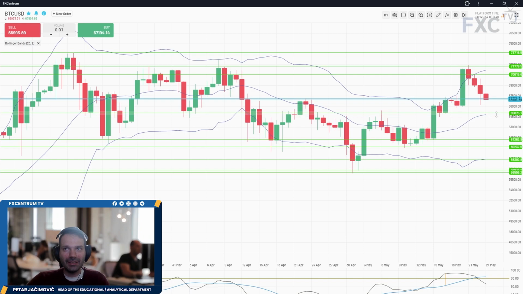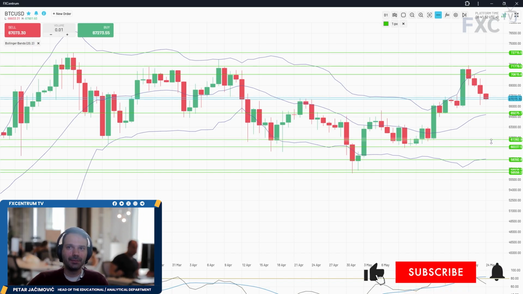And as we said yesterday, the middle Bollinger Band around 65,000 is, let's say, the first objective, short term. And then, of course, if there will be some bigger sell-off or a bigger downside move, we might see even the 62, 61,000 mark to be tested.